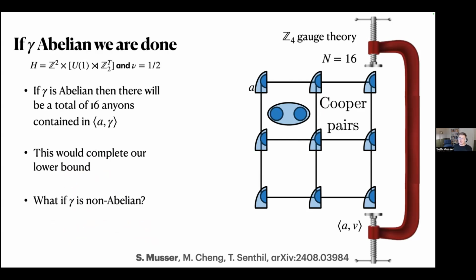Okay, if gamma is abelian, then we're done. Again, I told you I'd give you a bit of a sketch of a proof, so I won't fill in every detail. But if gamma is abelian, then you can check that there will be 16 total anions in all the powers of A and gamma. And that would saturate our lower bound. We'd kind of trap the vice. But it's tricky because gamma might be non-abelian, this thing that braids non-trivially with A squared.